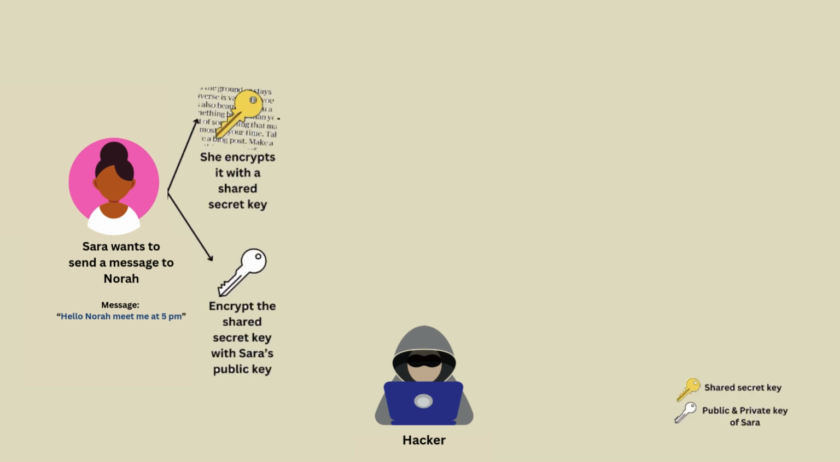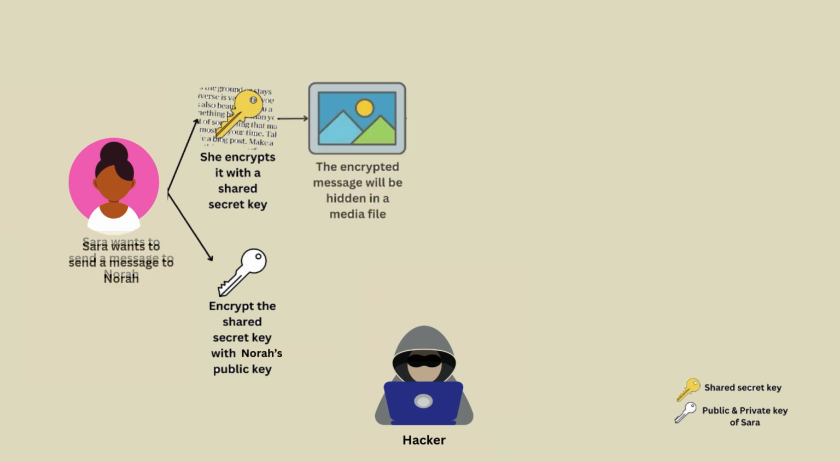There are two types of keys. A private key used in symmetric encryption like AES, where both sender and receiver share the same key. Or a public-private key pair in asymmetric encryption like RSA, where Sarah encrypts with Nora's public key, and only Nora can decrypt it using her private key. Sarah uses one of these techniques, for example, RSA, and the message becomes encrypted. Now it looks like this. It's completely unreadable without the correct key.